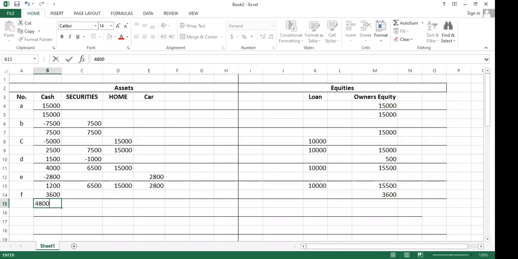After the F, cash is 4,800. Security is not changed, 6,500, and home 15,000 and car 2,800 and loan is 10,000, not changed. Change the owner's equity: 19,100.